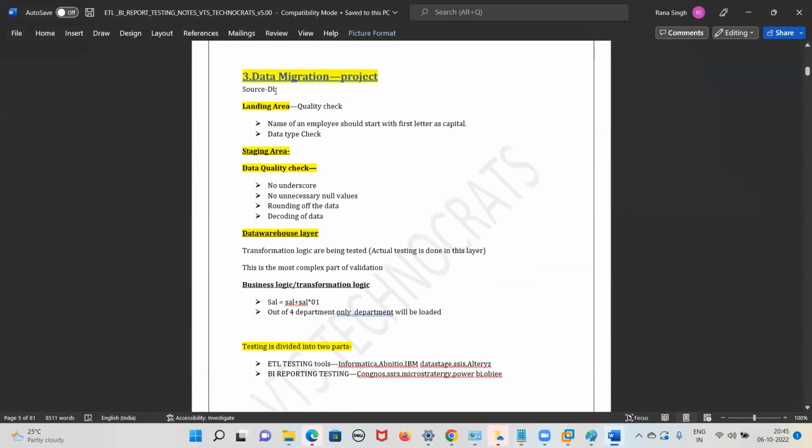Next, guys, are the validations we do in the landing area, the quality check. Suppose the name of the employee should start with a capital first letter. Data type check: I taught you there is something called data types. What are the data types? Number data type, character data type, date data type. Yes. All those kinds of checks we can do in the landing area.